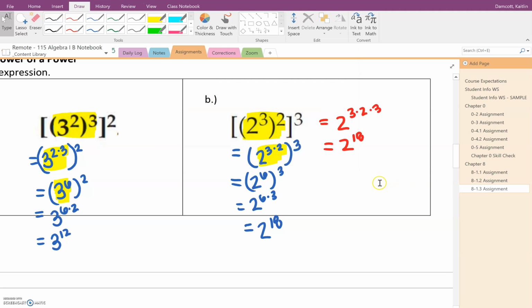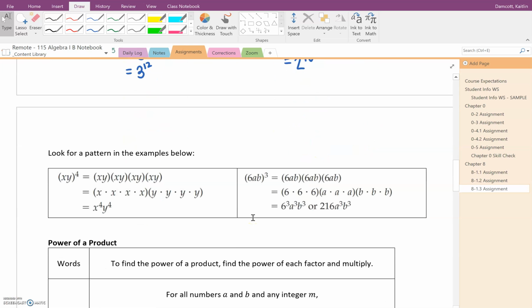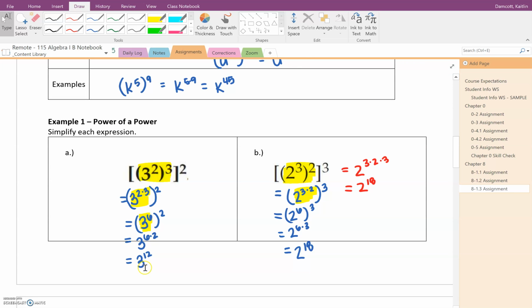All right, so this is what happens when you are doing a power of a power. In the next video, we're going to take a look at what happens when we have a product, so things multiplied together, raised to a power. So tune in to the next video.